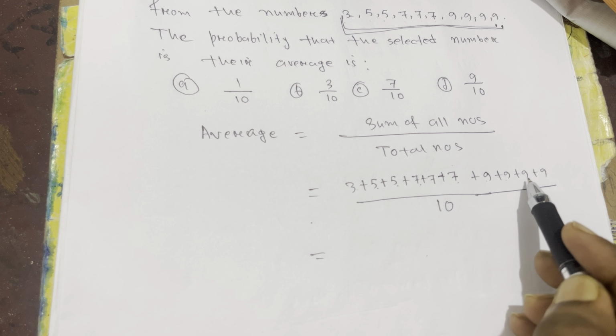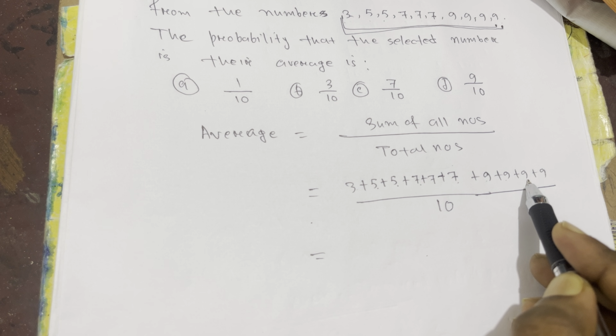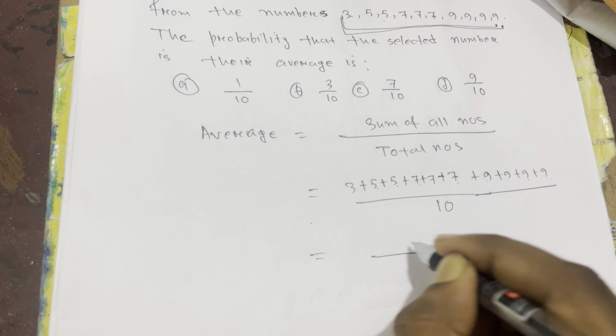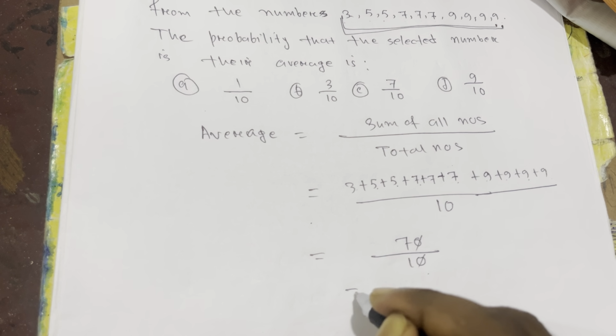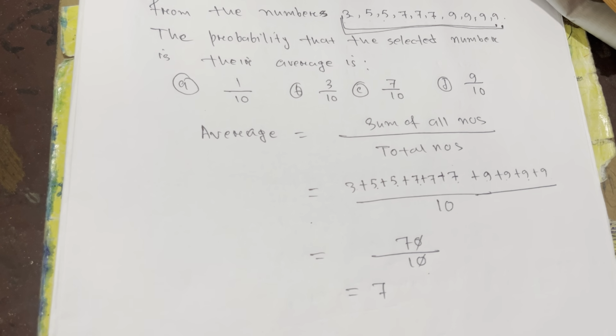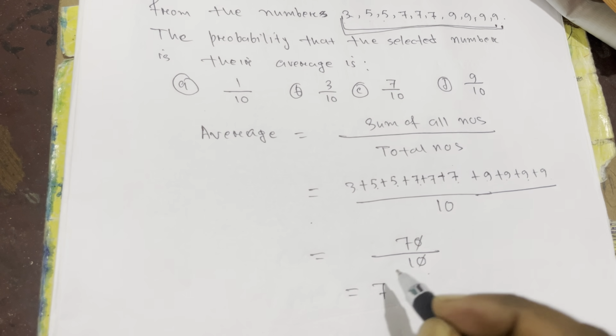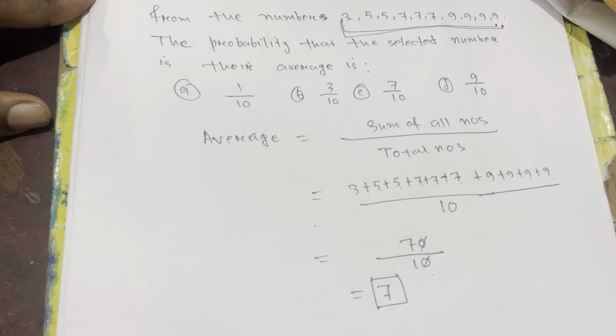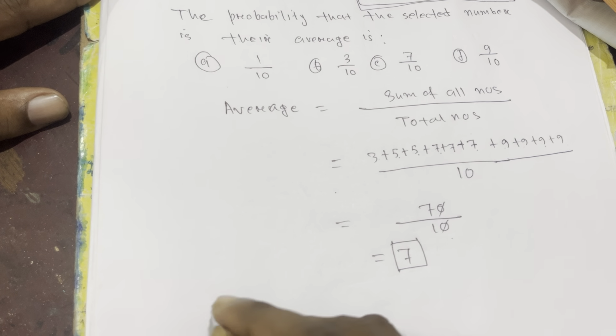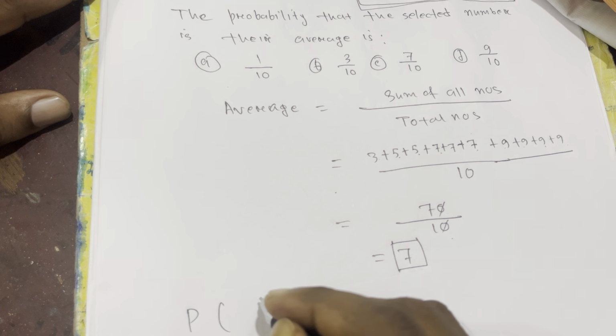52, 52 plus 9 is 61, 61 plus 9 is 70. So 70 divided by 10. The zeros cancel, so 7 by 1, the answer will be 7. So the average of these numbers is 7. Now our question is you need to find the probability.